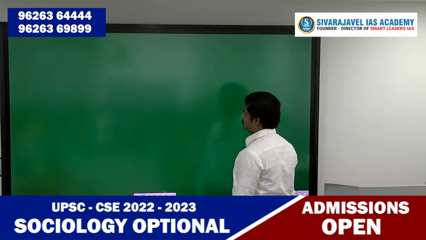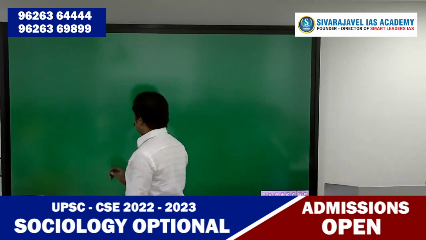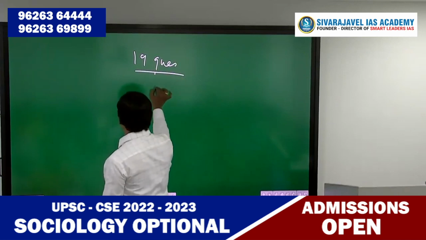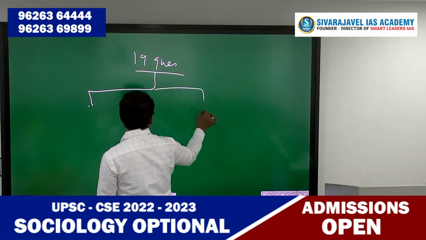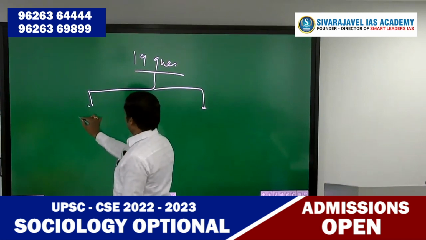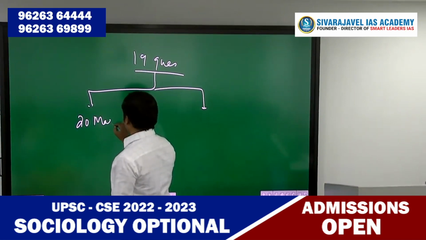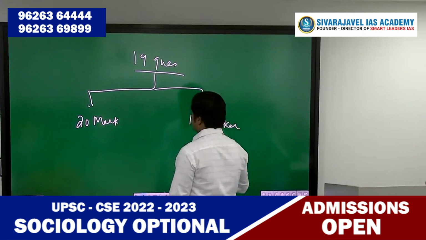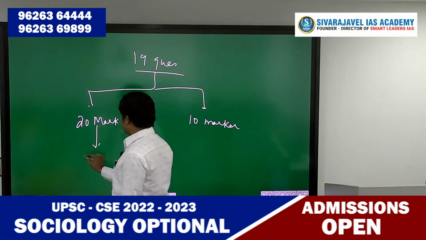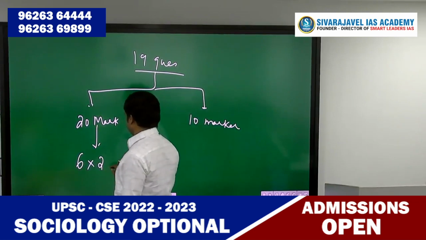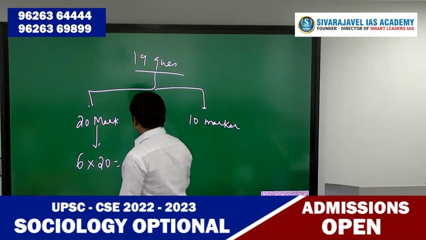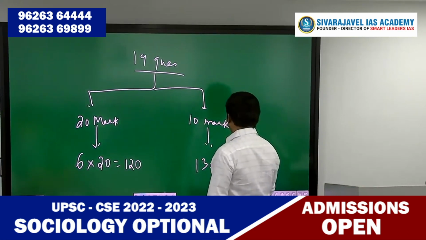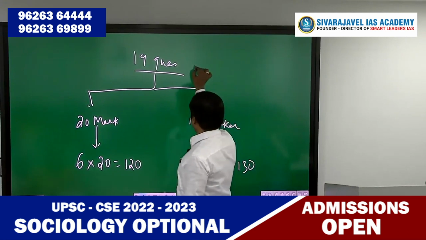Coming to this sociology paper 1, paper 2, 19 questions are asked. I told how these questions are split up. They are split up into two ways, two parts. One is the 20 marker question, another is 10 marker question. You have to write 6 20 marker questions, 120. You have to write 13 10 marker questions, 130. So totally 250.